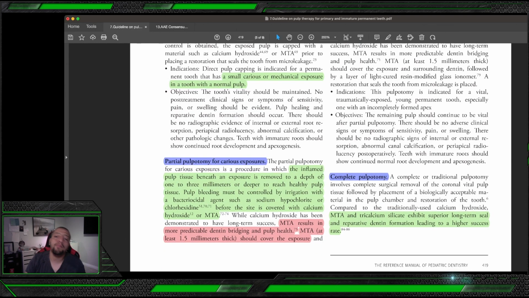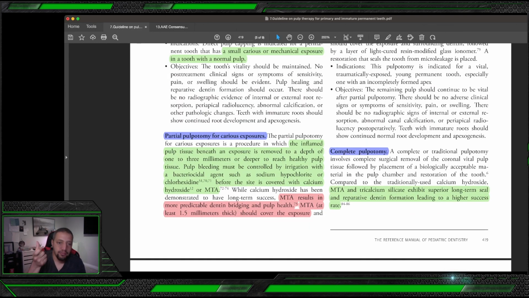Okay? And complete pulpotomy. When you are going to do a complete pulpotomy, it's the same indication, same scenario. You remove 2 or 3 millimeters and it's still bleeding.